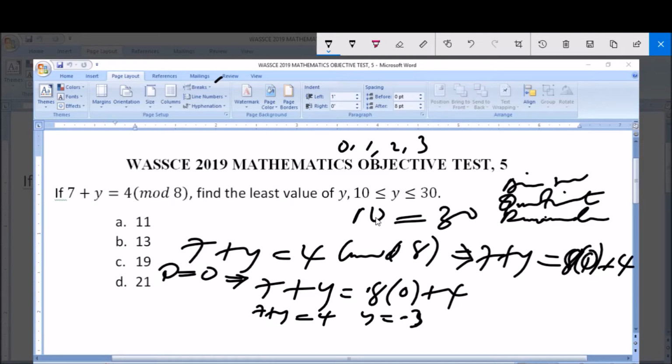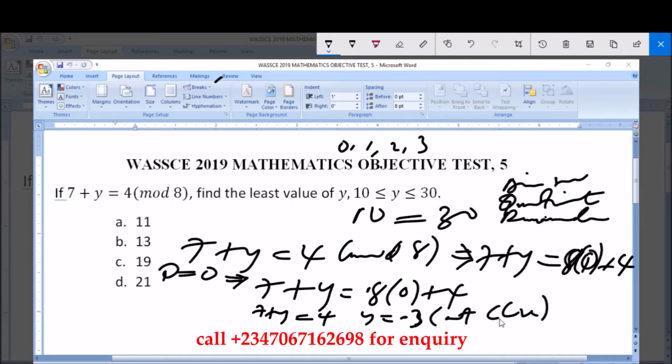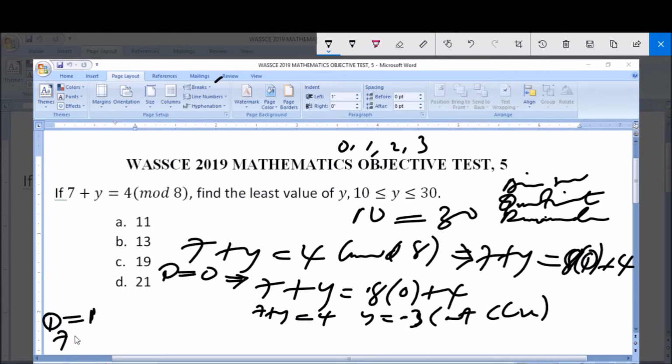Now they say our value should be between 10 and 30. Minus 3 is not close to the value at all, so it's not the answer. We'll try our q. We'll make our q 1. If our q is 1, we'll have 7 plus y equals 8 into 1 plus 4.